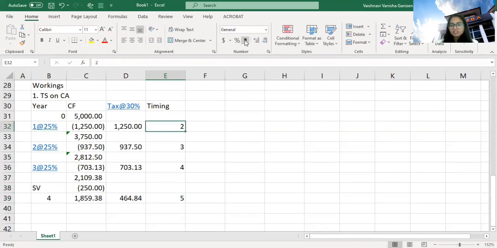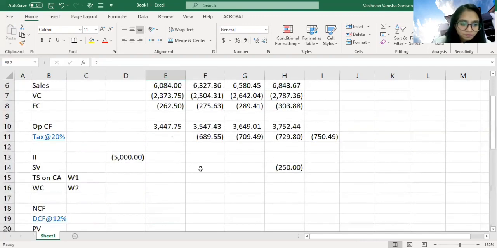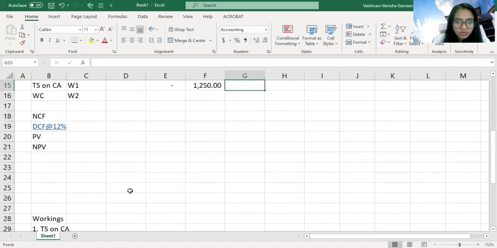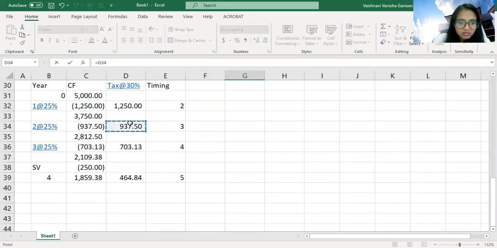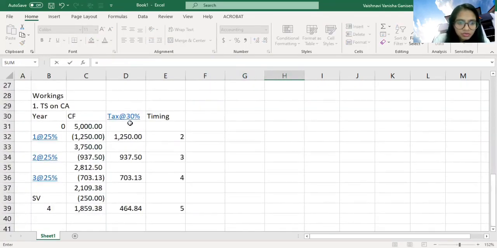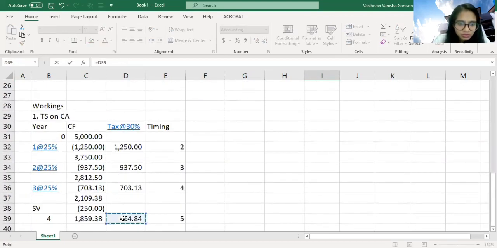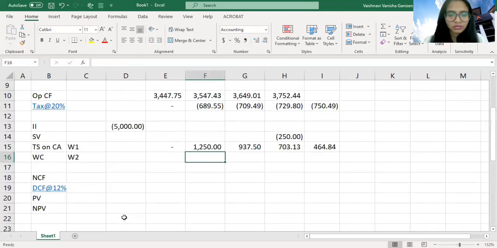Okay, now let's transfer all these values at the top here. So remember, wherever tax is concerned, in year 1, you put it as 0. So this is equals to, okay.